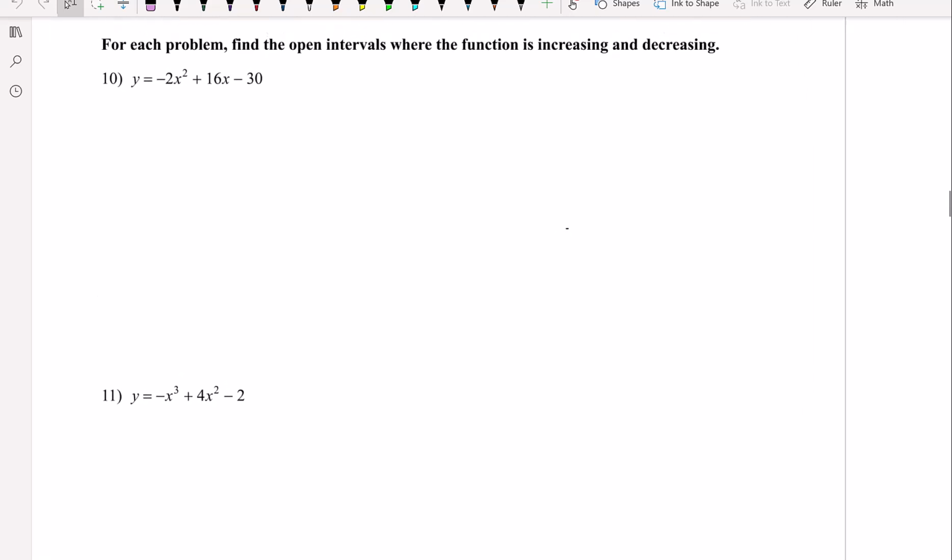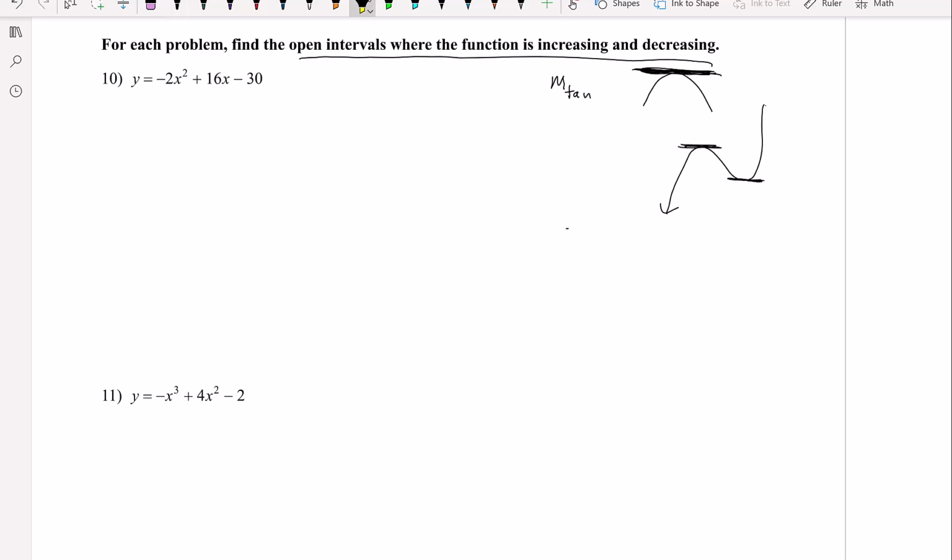Okay, general curve sketching. Open intervals where a function is increasing and decreasing. Well, what we know is everywhere you have a tangent line that's horizontal, that's where a curve will turn, because that's where the slope is equal to 0, right? So if you have a graph that looks like this, look at that's where the two turns are.